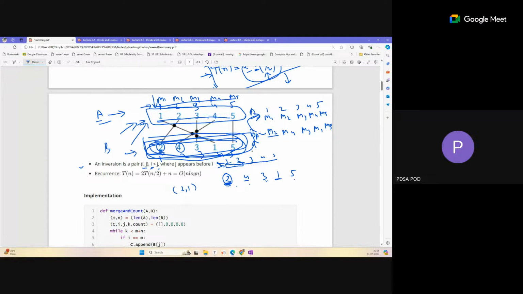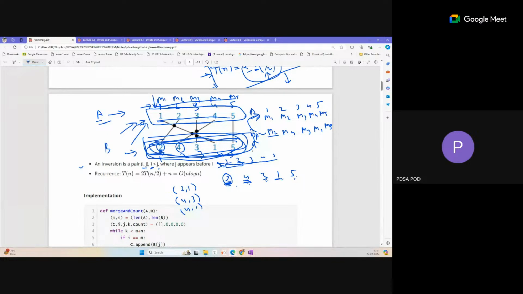And the same for 2 and 5. This is in the correct, sorted order, so 5 is greater and coming after. Same we can check for 4. For 4 and 3, you can see 3 is smaller but coming after, so this is an inversion pair. 4 and 1 is also incorrect, the bigger value is coming before the smaller value, so 4 comma 1 is also an inversion pair. Now 4 and 5 is in the correct order, since 5 is greater and coming after 4.